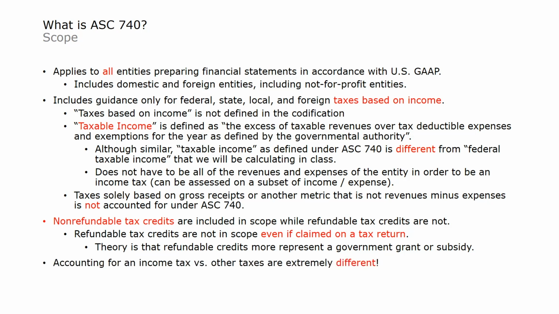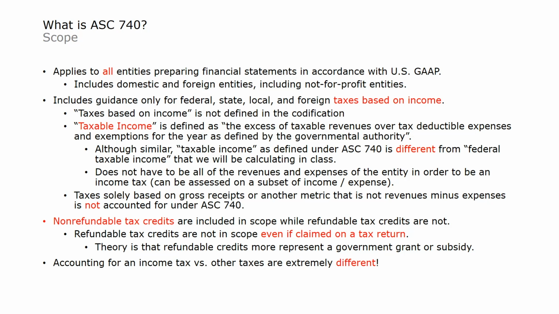We care about scope and we want to get the correct taxes in the scope of ASC 740 and the incorrect taxes out of ASC 740, because accounting for an income tax versus accounting for any sort of other tax, like a payroll tax or a sales tax, is extremely different. There's a lot of work that goes into an ASC 740 income tax calculation that isn't necessarily there if you have a different type of tax. So getting the scope correct can dramatically change, one, the results of the accounting, but two, the amount of work that goes into it.